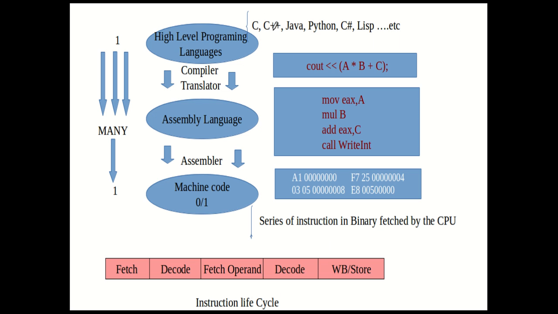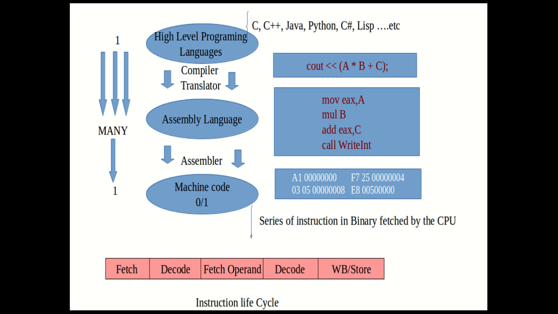Here we have C, C++, Java, Python, C#, and Lisp. All of those are high-level programming languages. And what do we mean by high-level languages? High refers to abstraction, and abstraction means hidden information. How much information is hidden?